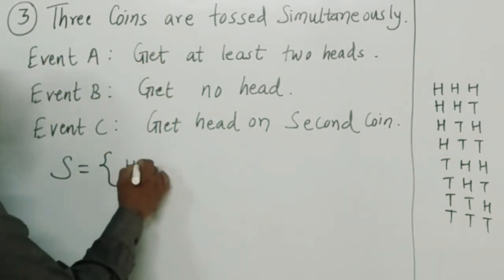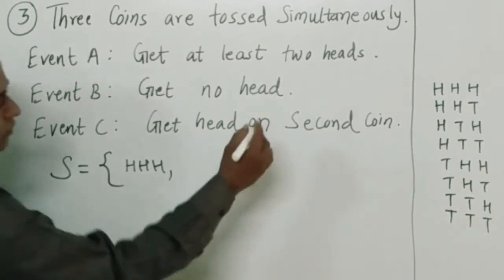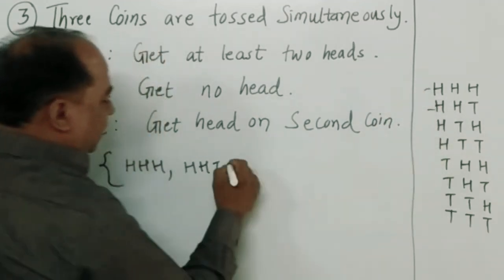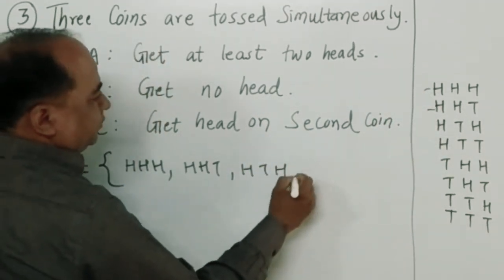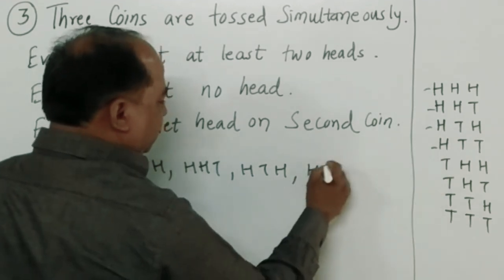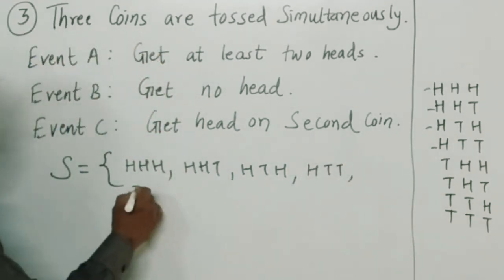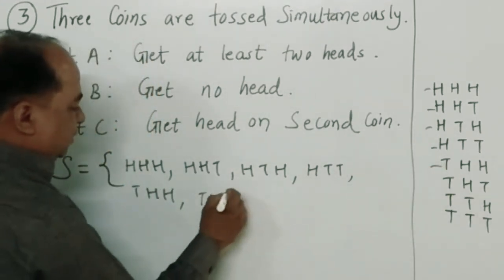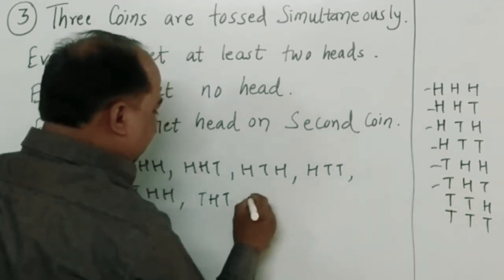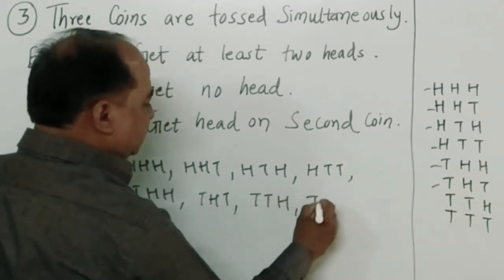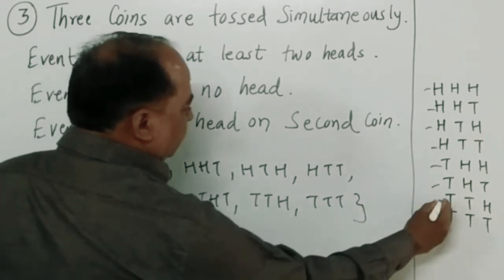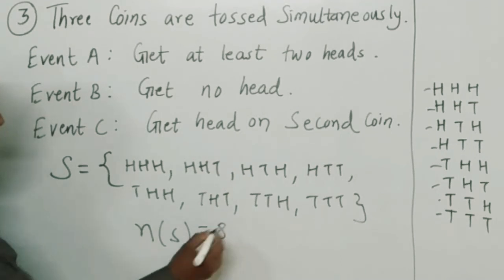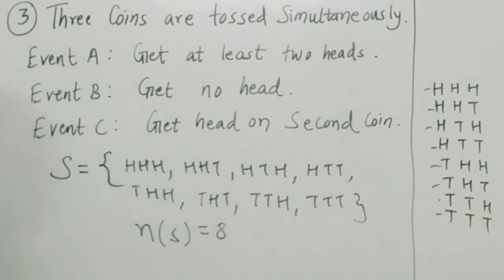So the outcomes are HHH, then HHT, then HTH, HTT, THH, then THT, TTH, and last is TTT. Means in all, the number of sample points in the sample space is 8 when 3 coins are tossed.